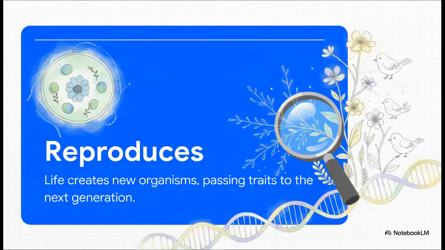This one is, well, it's everything. Life makes more life. Through reproduction, organisms create offspring and pass their genetic information down to the next generation. I mean, without this ability, any species would just blink out of existence after one generation. It's the ultimate survival plan.